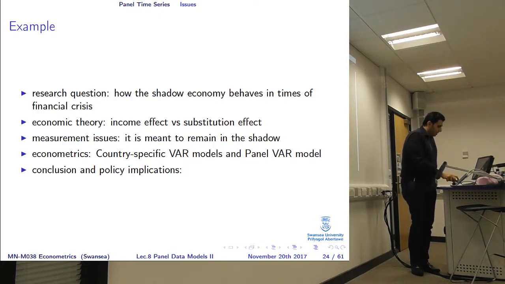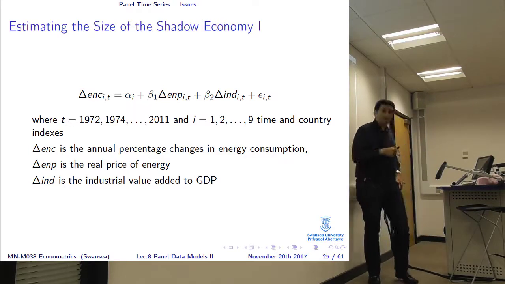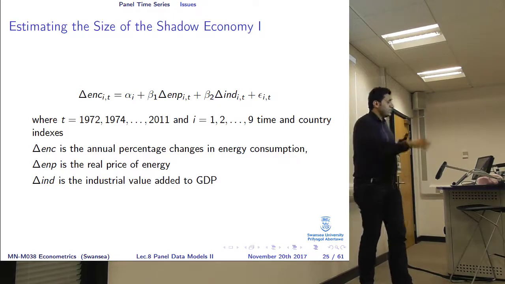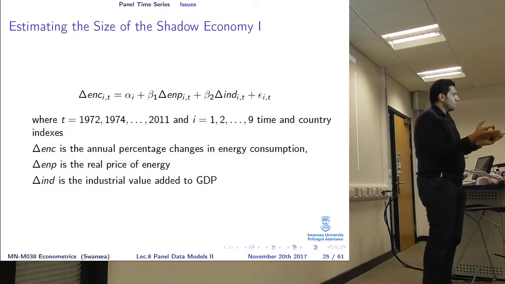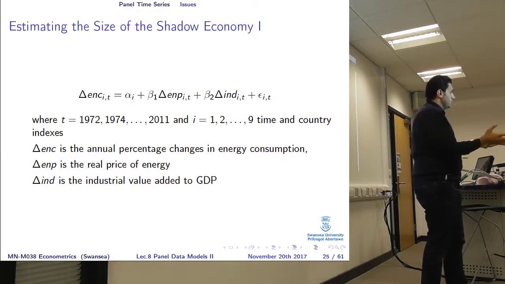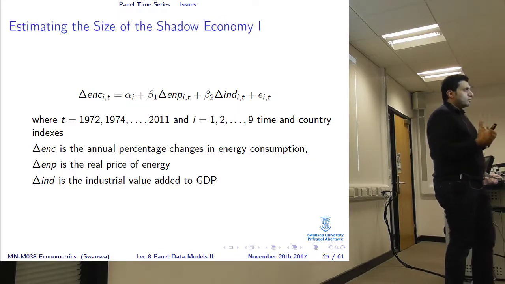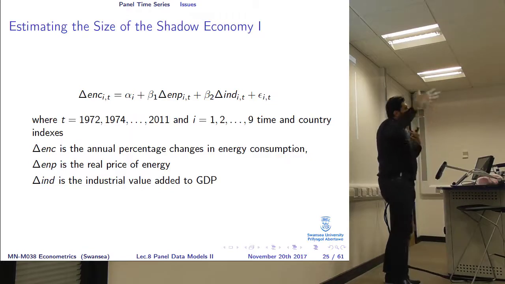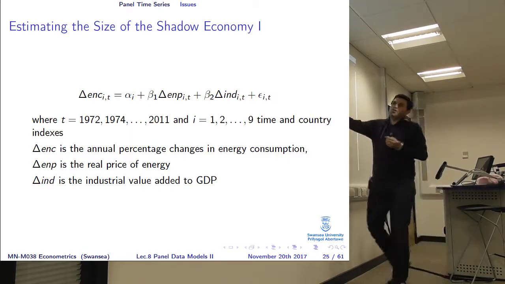So the main equation we used to estimate the shadow economy is the energy consumption. There are different methods of measuring or estimating the shadow economy, because we never know its real size. So we have to estimate it. We have to use some other variables to make inferences about the size of the shadow economy. So this is one of the methods.